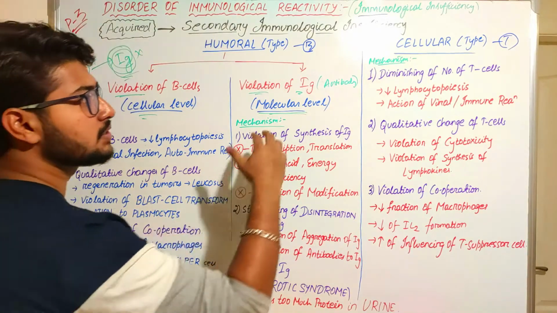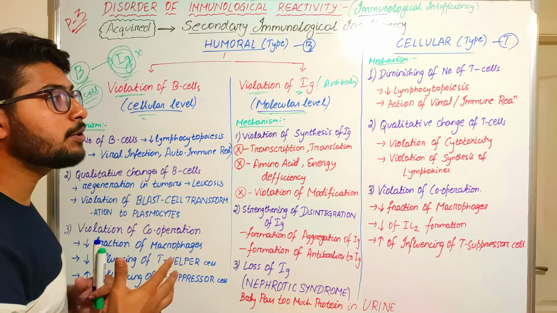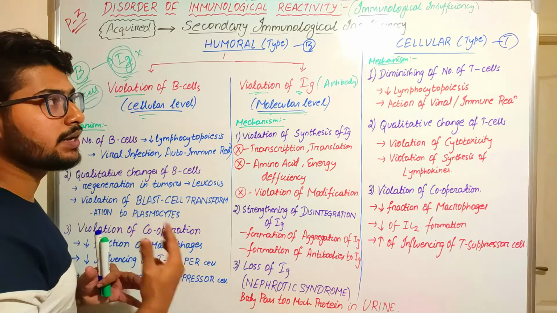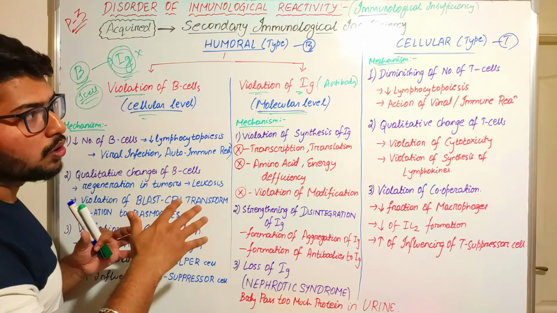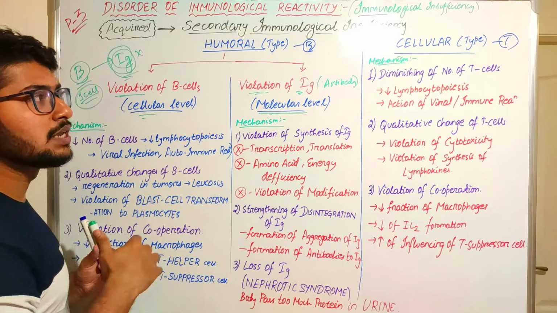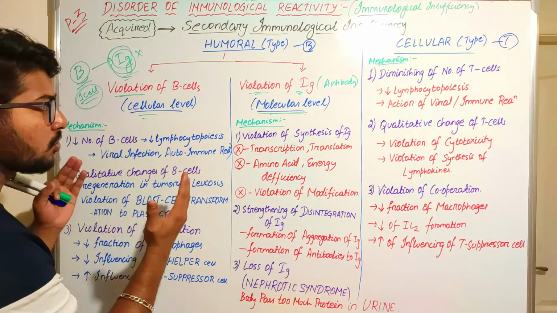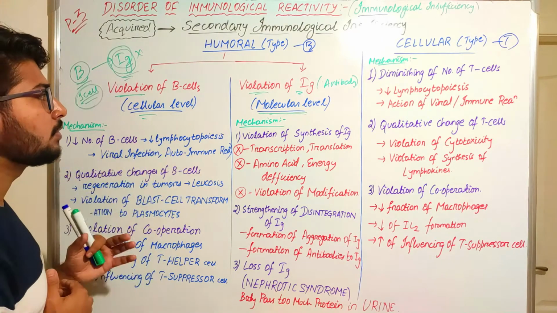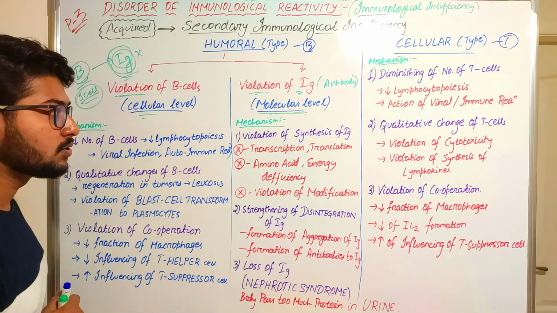Next, the cellular level. In the cellular level, the T lymphocytes will not be able to perform their cellular reactions, as the T lymphocytes have different kinds of cells. So according to the cells, we will read the mechanisms. First, let's focus on the cellular type of violations and what its mechanisms are.